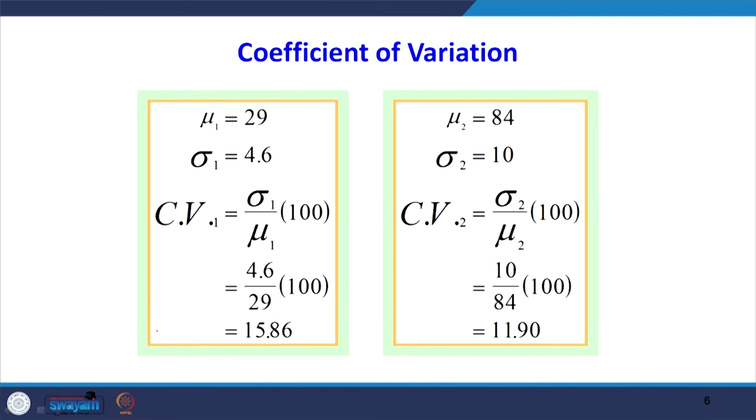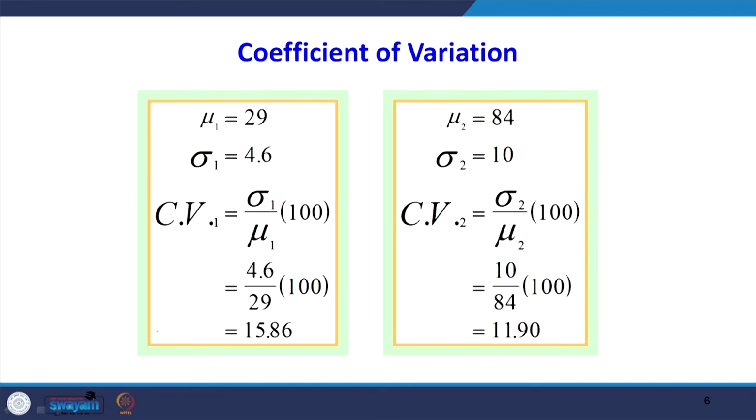Suppose you want to choose which is better. If you compare only the mean, 29 versus 84, the second stock is better. If you compare the standard deviation, 4.6 and 10, the lower the standard deviation the better, so stock 1 is better. Now there is a contradiction. With respect to mean, option B is better; with respect to standard deviation, option A is better. So you need a trade-off.